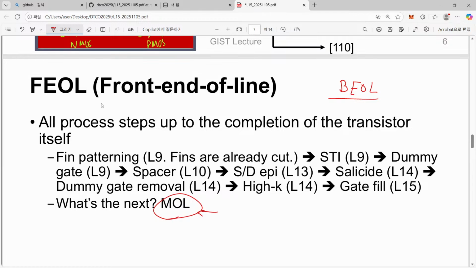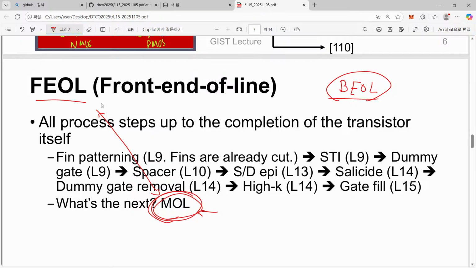So here in the back end of line, we have regularly placed metal lines, whose size is much larger than the front end of line features. However, in the case of this MOL, middle end of line, the feature sizes are still comparable with FEOL, very nanometer scale, and we have very much interaction between these two levels.